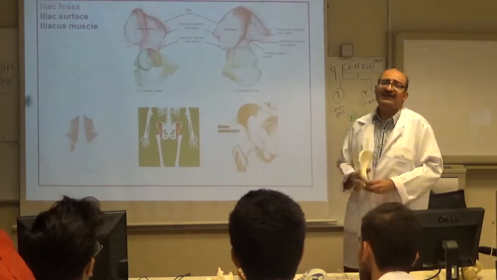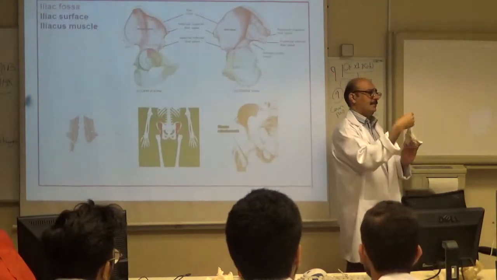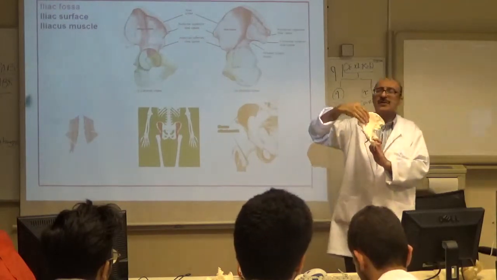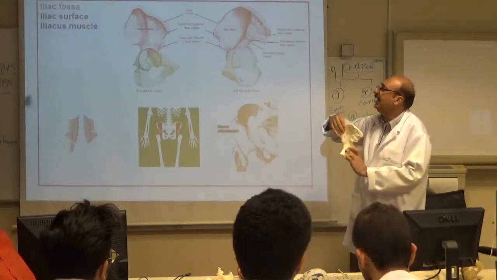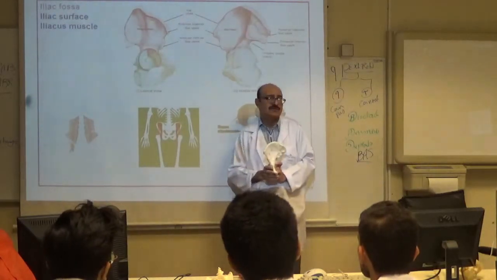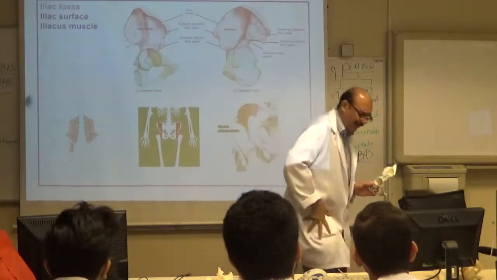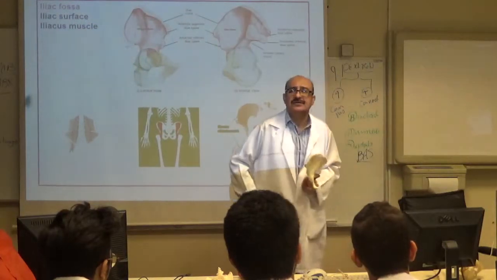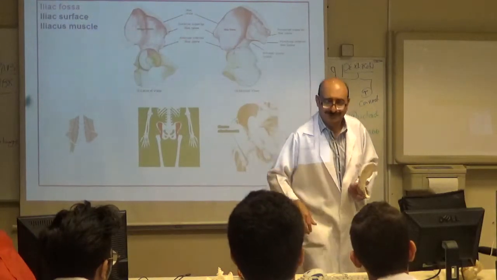Then, iliac fossa. This iliac fossa is smooth. Iliac fossa is for the attachment of the iliacus muscle. Iliacus muscle is the flexor of my hip joint and yours always.